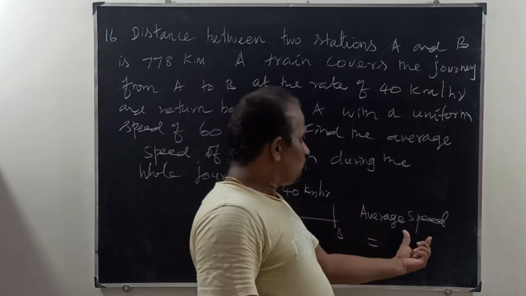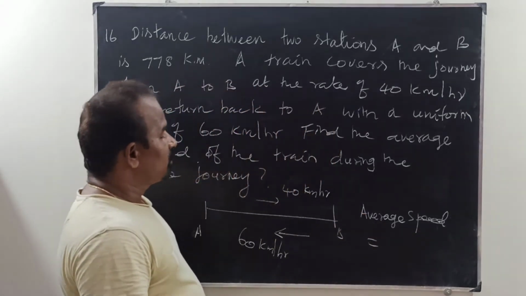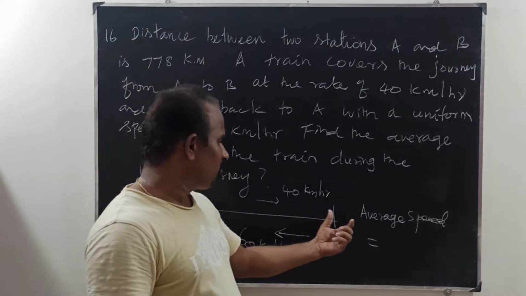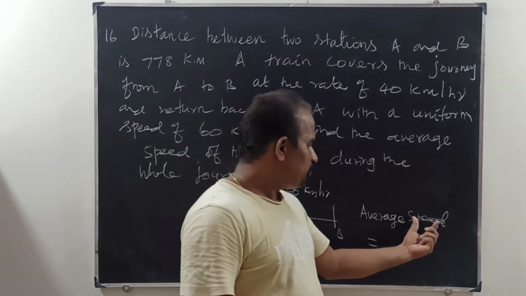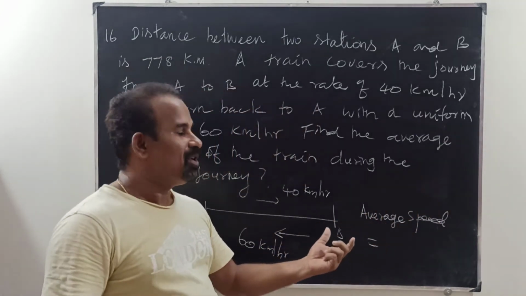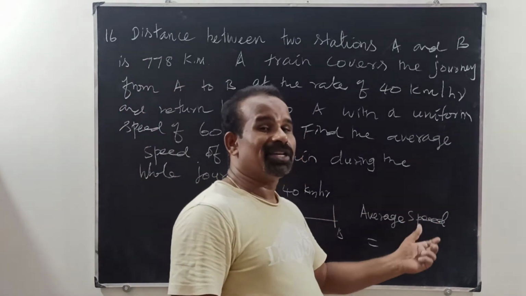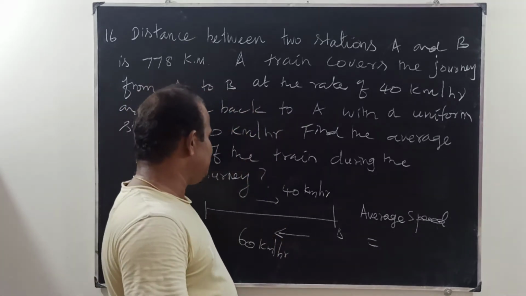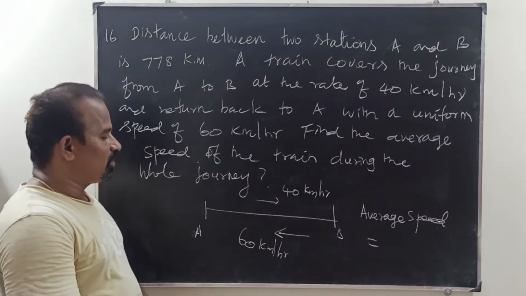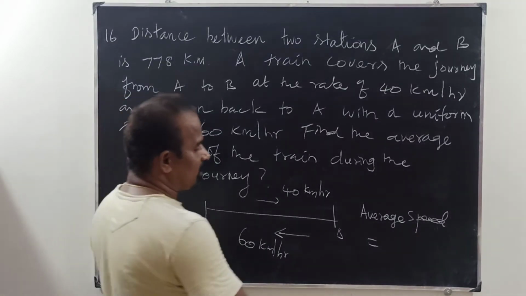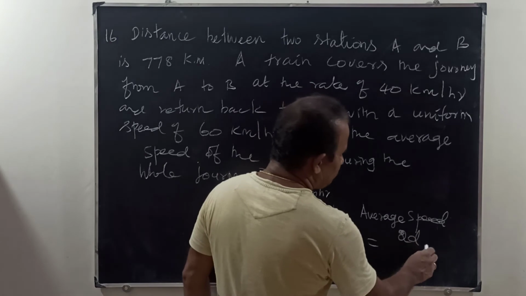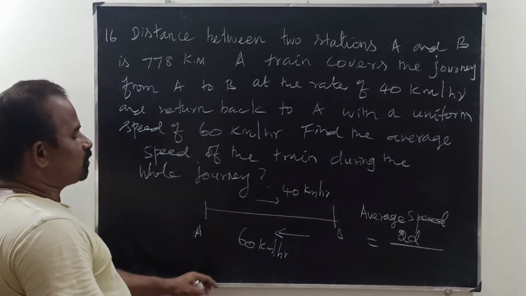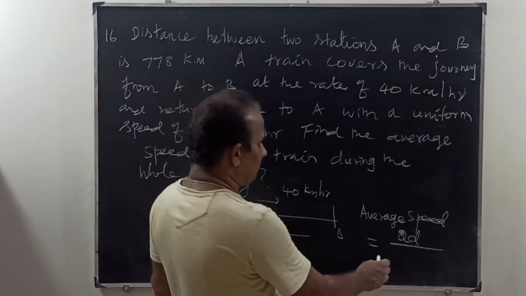Average speed is equal to total distance covered divided by total time taken, because speed is nothing but distance by time. So total distance we do not know, therefore take D, again D. So total distance is 2D divided by total time. Time is equal to D by 40.